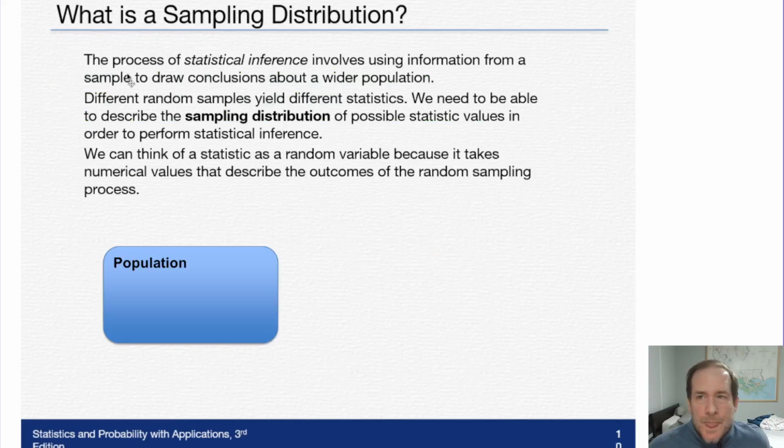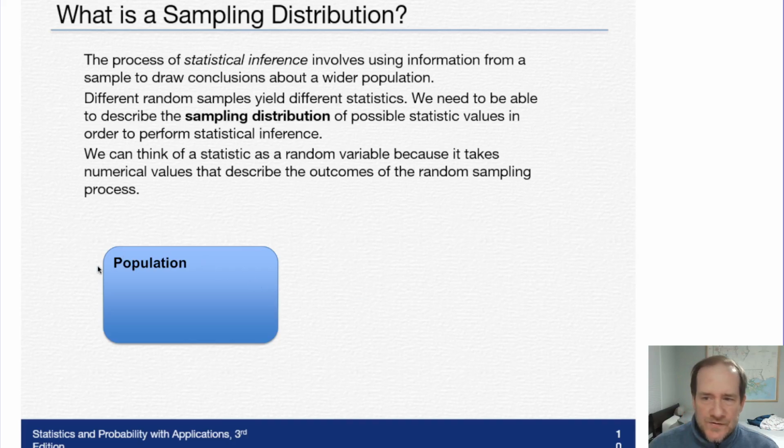All right, so next, it says the process of statistical inference involves using information from a sample to draw conclusions about a wider population. Again, that's probably one of the biggest ideas in statistics for sure. It says different random samples yield different statistics, and we need to be able to describe the sampling distribution of possible statistic values in order to perform statistical inference. We can think of a statistic as a random variable because it takes numerical values that describe the outcomes of the random sampling process.